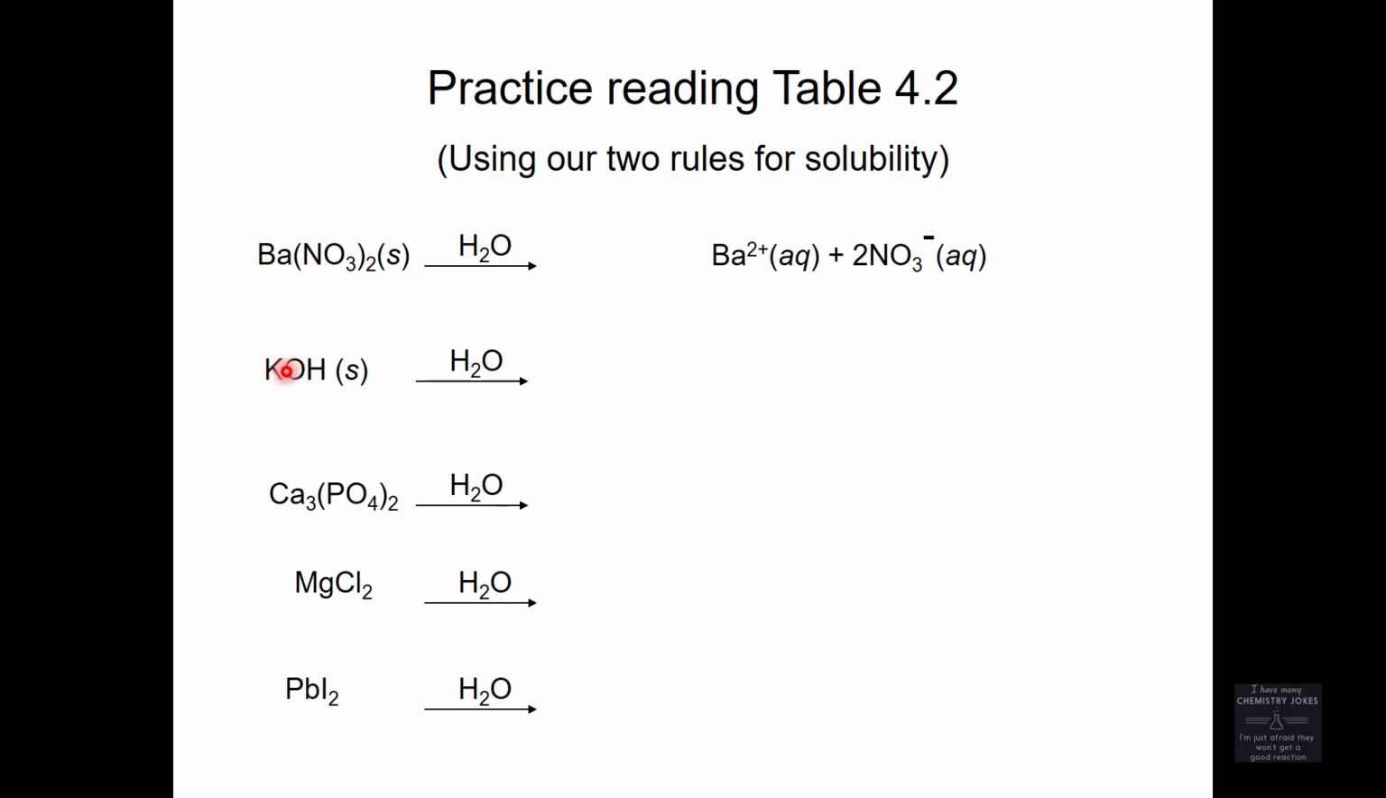Potassium hydroxide, soluble, not soluble? Soluble. Hydroxides, a lot of them are not soluble, but potassium is one of those alkali metals. It's soluble. You get a K+ and an OH-, aqueous. Calcium phosphate, that's a +2 and a -3. Not soluble.